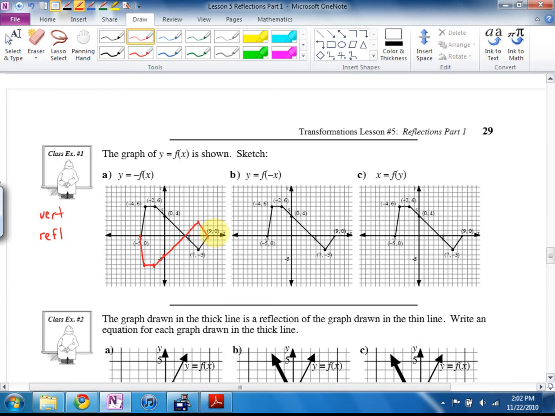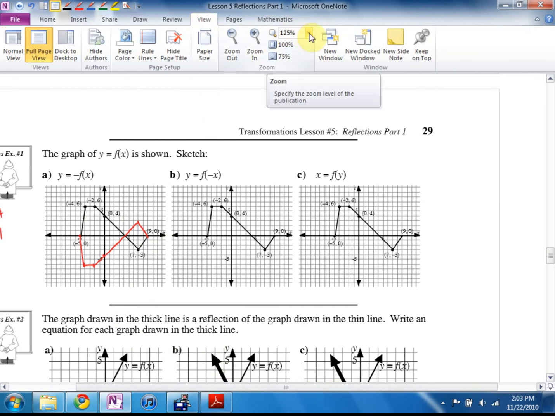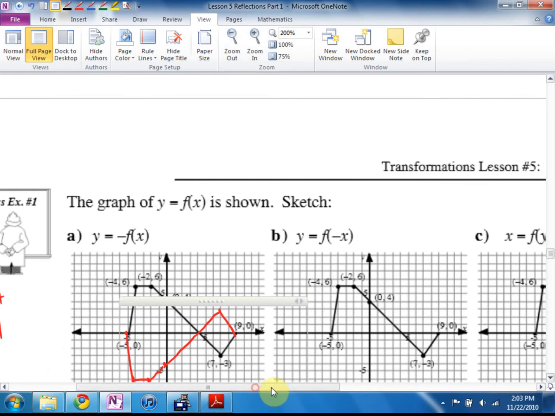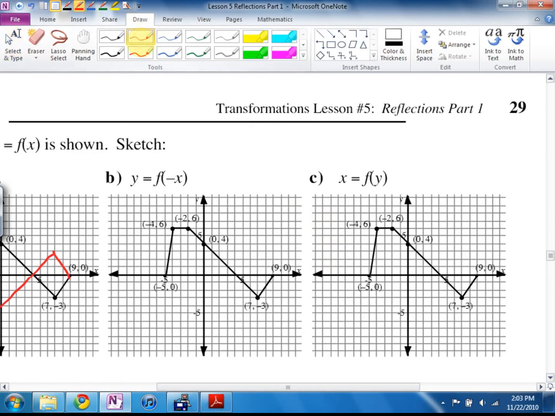B. Okay. Let's do that so you guys can see a little easier. B. f of negative x. What kind of a reflection is this? Going to write down here horizontal reflection. And yes, the x's will become their opposites. Everything's backwards. So instead of negative 5 comma 0, positive 5 comma 0, which I think is right there.